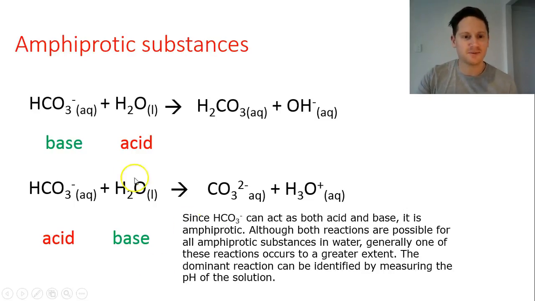Now generally, if this reaction is going to occur, one of these two is going to occur to a greater extent. And we can measure the dominant reaction by measuring the pH of the solution. And you can measure pH by using a variety of indicators. Now what these indicators do is they change colour, so your phenolphthalein, methyl orange, litmus paper, there's a whole bunch that we've used in class. And they work by measuring the concentration of hydrogen ions or hydronium in solution. The more that there is, the more acidic the substance will be.